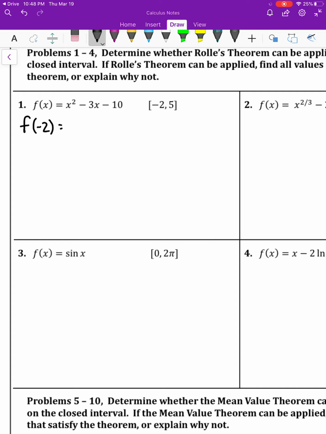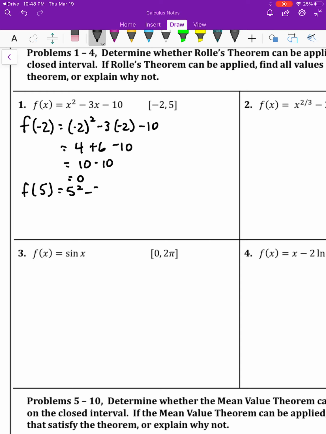So we're going to calculate f of -2. So -2 squared minus 3 times -2 minus 10. So that's going to be 4 plus 6 minus 10. 10 minus 10, that's 0. And now let's calculate f of 5. 5 squared minus 3 times 5 minus 10. 25 minus 15 minus 10. 10 minus 10, 0. So that is good. f of -2 equals f of 5.